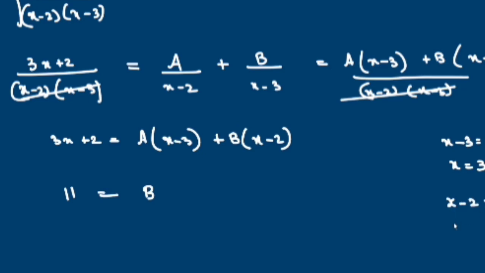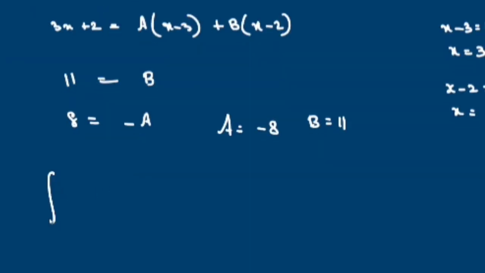Put it as 0. You get x is 2. So put x is 2. 3 into 2, 6 plus 2, 8. X is 2. This will become 2 minus 3, minus a. And this will become 0. So you get a as minus 8 and b as 11. Put that here.